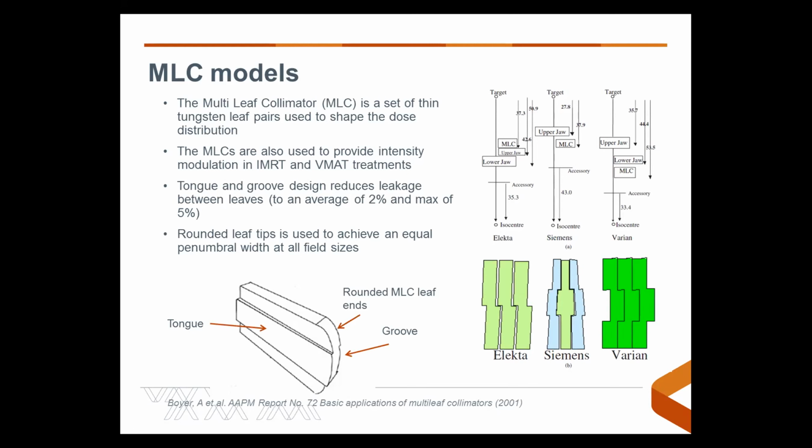And then it also has this rounded leaf tip design. The idea of this is that, because the MLCs move straight in and out in the field, if you have a flat MLC leaf tip, you have a different penumbra at different field sizes. And the rounded MLC leaf tip essentially just increases the transmission through the leaves in order to achieve an equal penumbral width at different field sizes. And this makes modeling a lot easier in the treatment planning system.